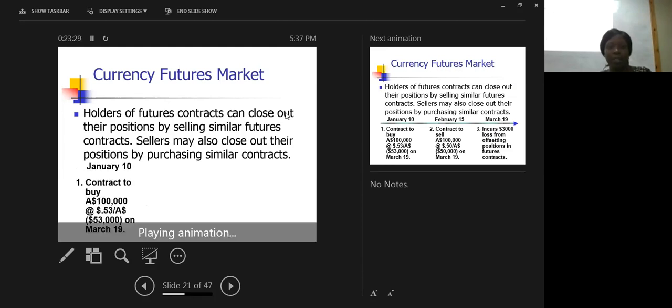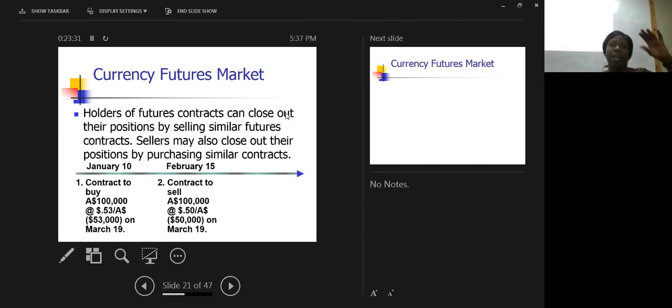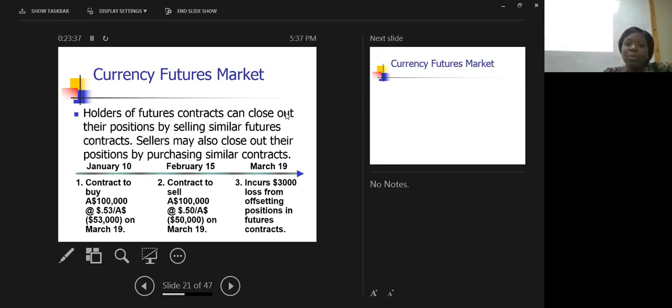Right. So they say here, holders of futures contracts can close out their positions by selling similar futures contracts. Like I said, sellers may also close out their positions by purchasing. So if you're short, you go long. If you're long, you go short, right? So they try to describe it here, if you want to close your position early, right?